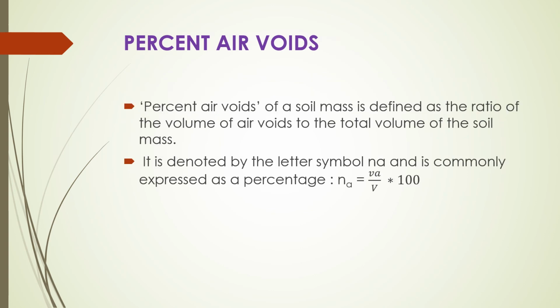Next is percent air voids. Percent air voids of a soil mass is defined as the ratio of the volume of air voids to the total volume of the soil mass. That is, na, the percent air voids, is equal to Va, the volume of air voids, by the total volume of the soil into 100. It is usually expressed as a percentage.